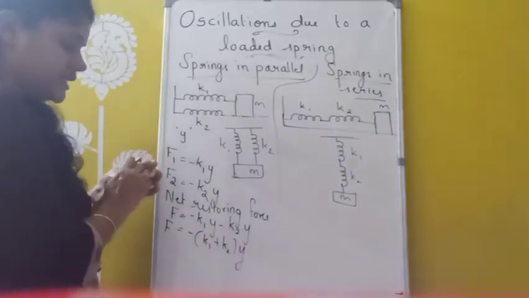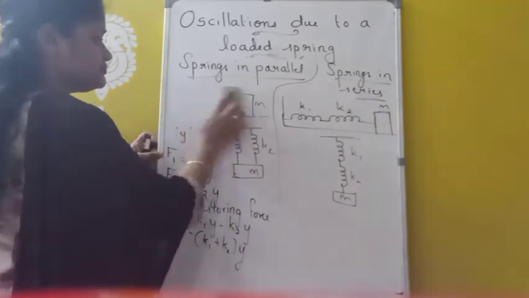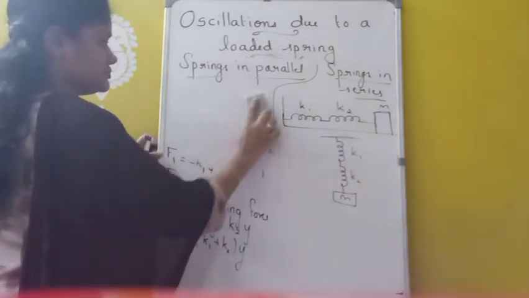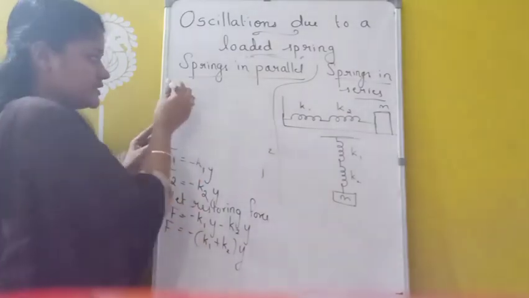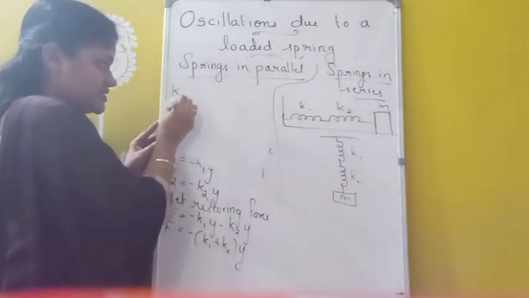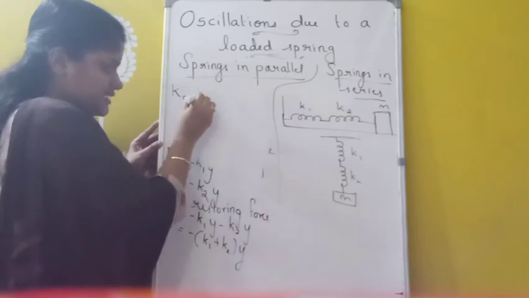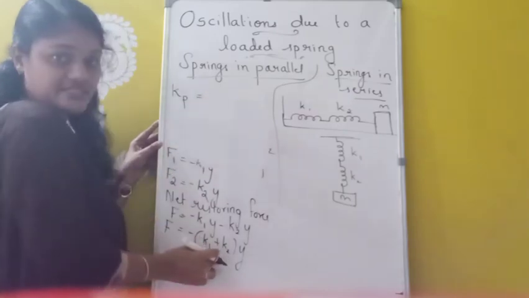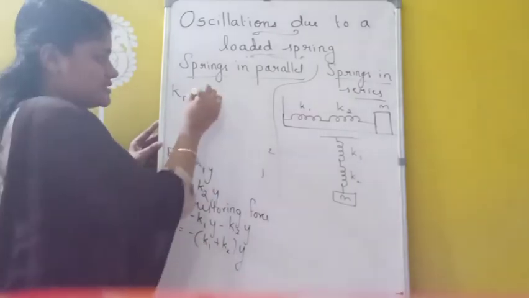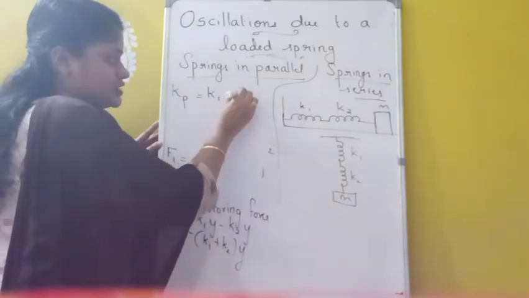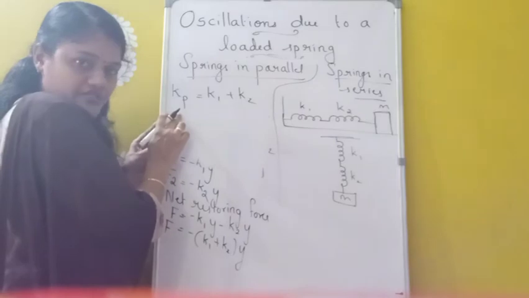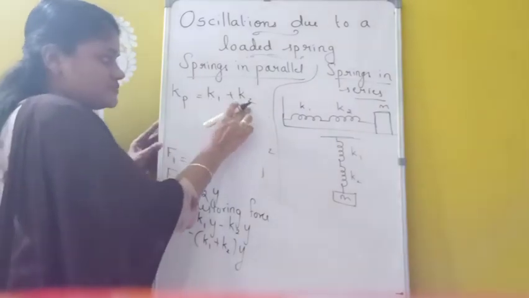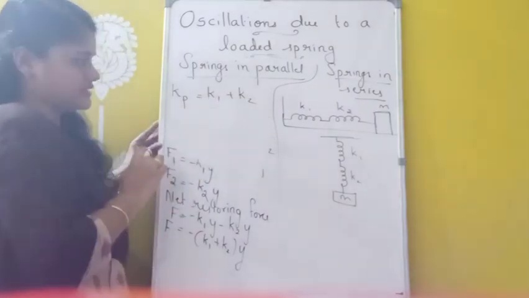That means in parallel combination, the spring constant can be written as follows. In the case of parallel combination, the net spring constant is given by adding just the spring constants of the individual springs. That means K1 plus K2. So in the case of parallel combination, the net spring constant can be written as the sum of the spring constants of individual springs. Clear?